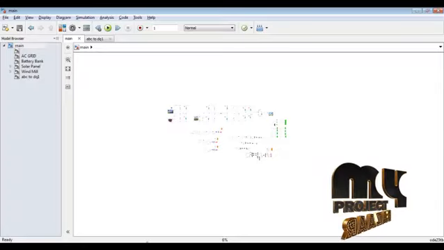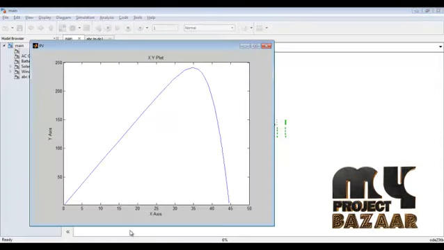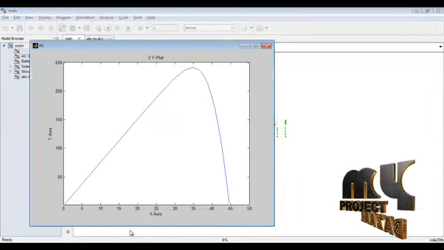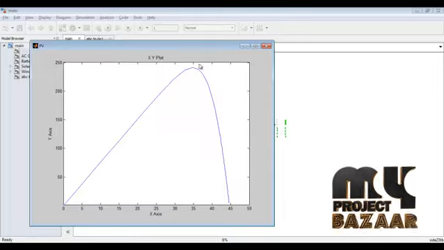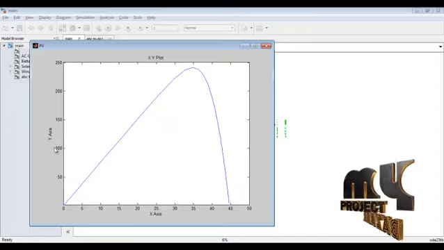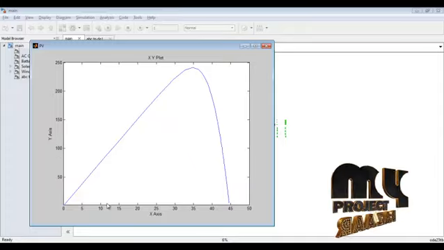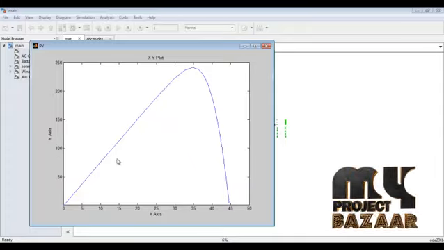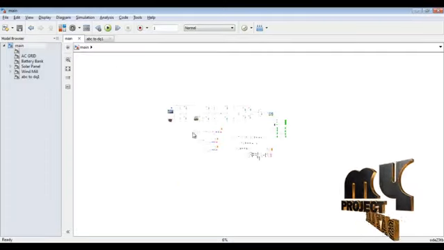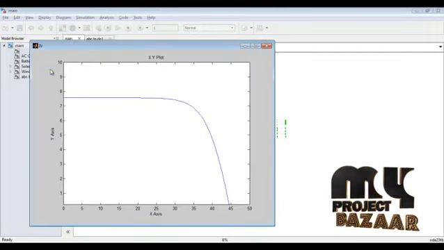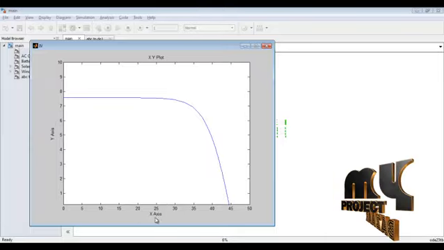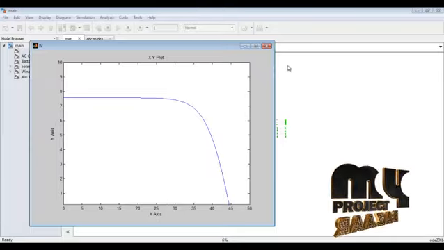First we can see the PV characteristics of the solar panel. This is our PV characteristics of the solar panel for 230 volts, nearly reaching the amplitude level of the solar panel. The y axis is power and the x axis is voltage. So this is the PV characteristics curve. Next we can see the IV characteristics. This is our IV characteristics curve. The y axis is current and the x axis is voltage.